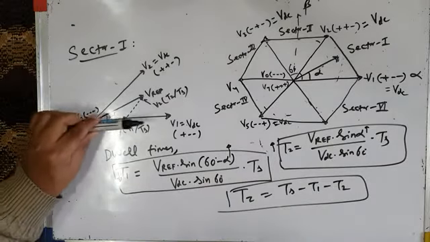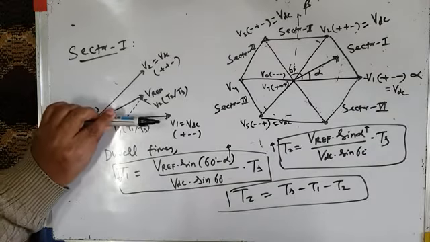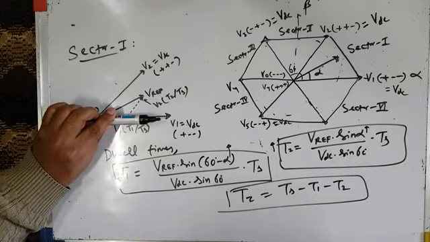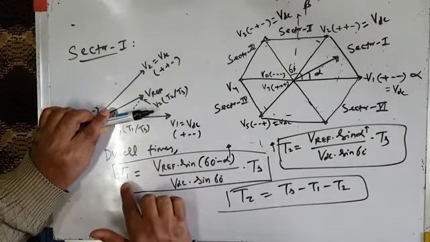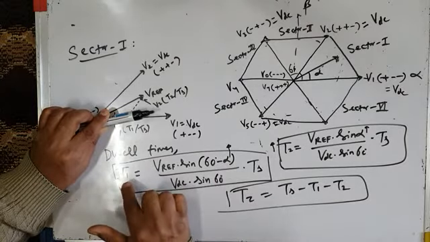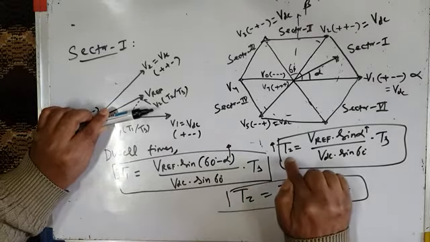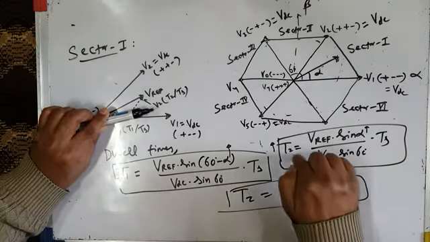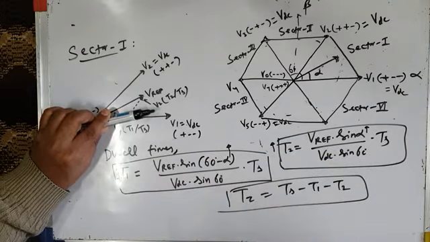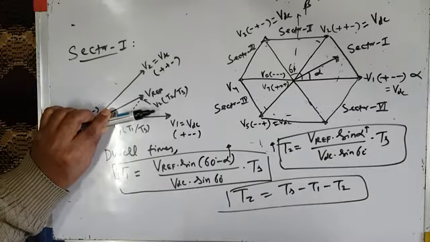So that means earlier your reference vector was here, alpha was 0. Now you want your reference vector somewhere here, so alpha is now increasing. When alpha is increasing, the time for which V1 vector is applied slightly decreases, and the time for which V2 vector applies, V2 vector also gets applied for some time. And your reference vector is, say, somewhere here.